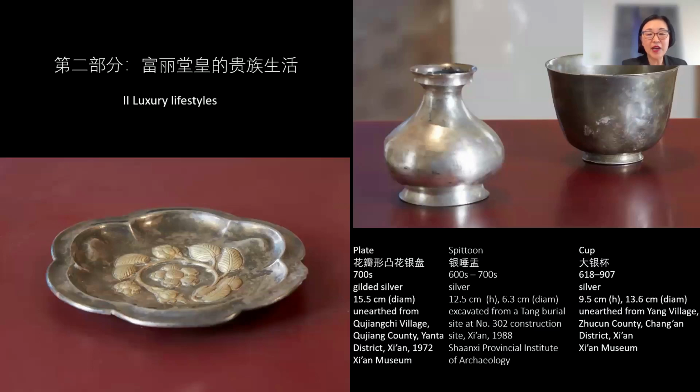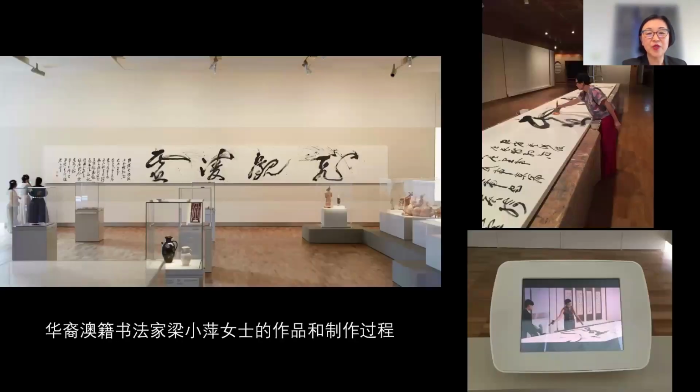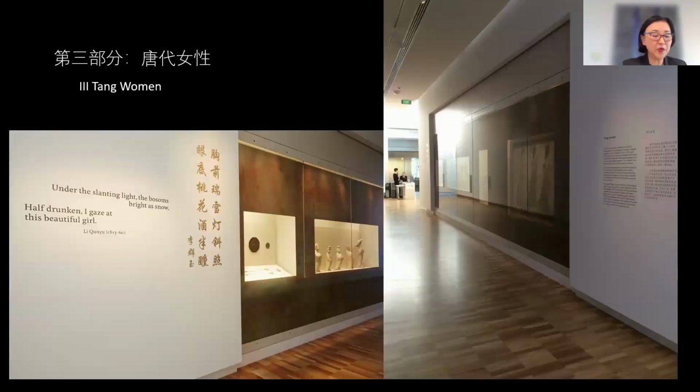And then the second part of the gallery is the luxury lifestyles of the Tang elite, with silvers and jade pieces, and beautiful. We also invited the prominent Chinese calligrapher, Miss Liang Xiaoping, to compose a 12 meters long calligraphy work for the exhibition, just to show, as many of you know, Chinese calligraphy reached its peak in the Tang Dynasty.